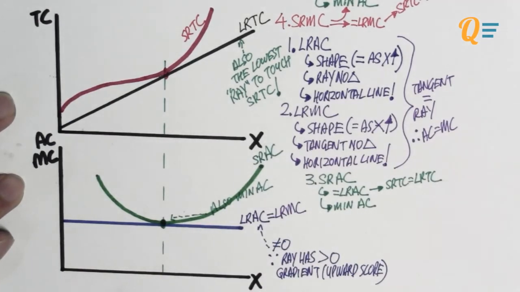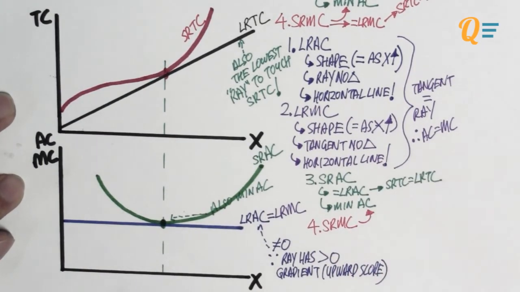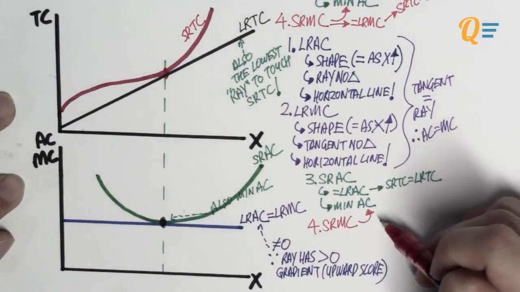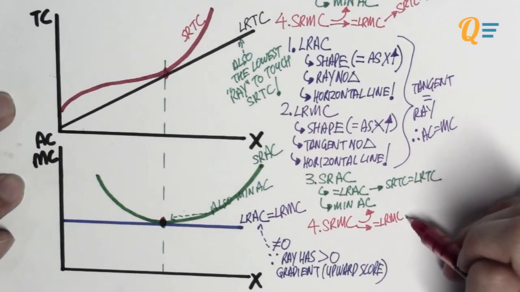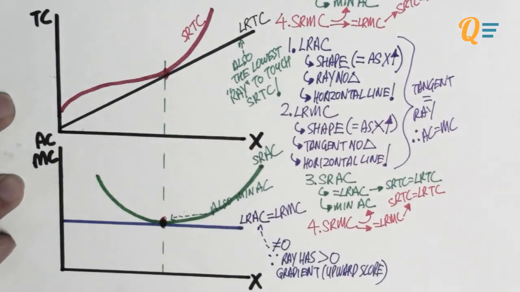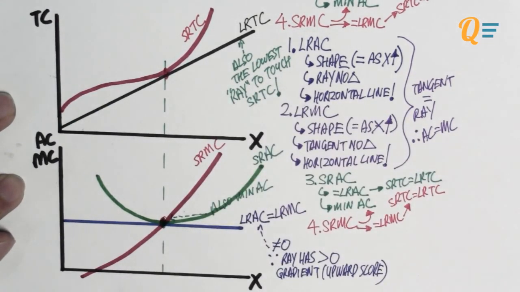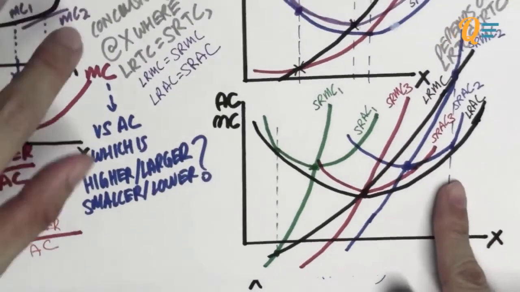Well, I don't think I really need to explain much about drawing the SRMC because I think it should be pretty straightforward from now on. It just has to cut through the minimum average cost curve, and it has to cut through the LRMC where both total costs meet, which is also over here. So simply draw the MC curve in, and there you have it. Okay, so that's the SRMC. Congratulations, you've completed the first special case.